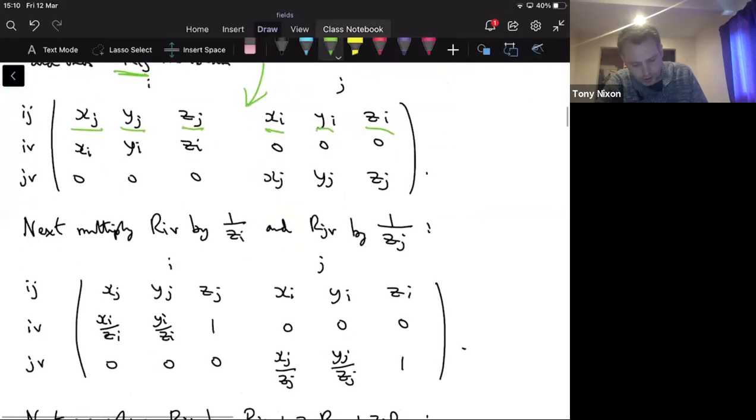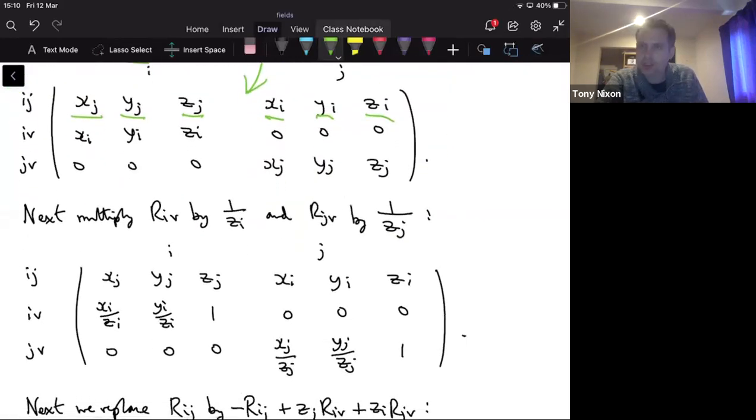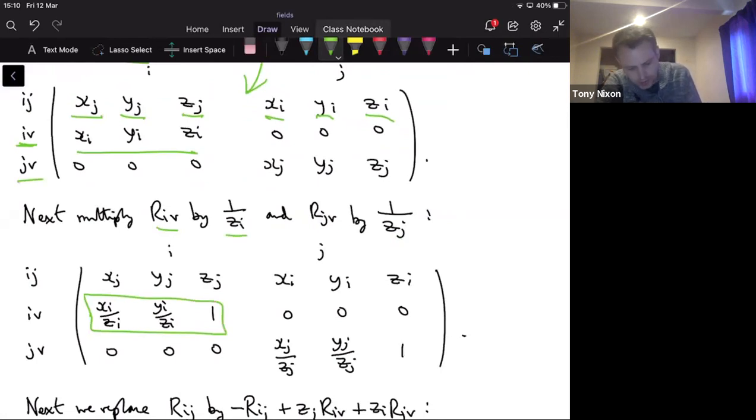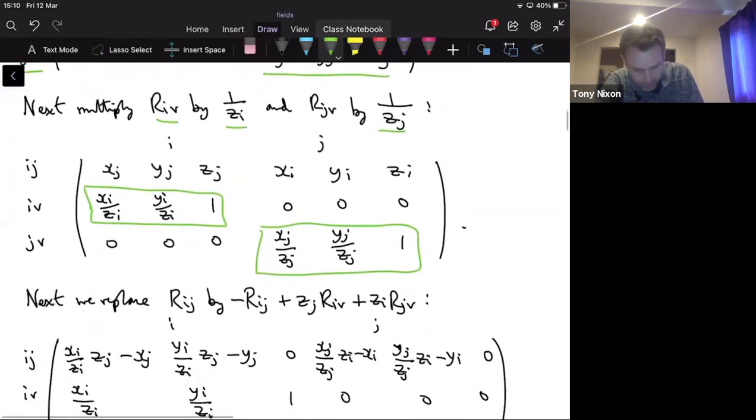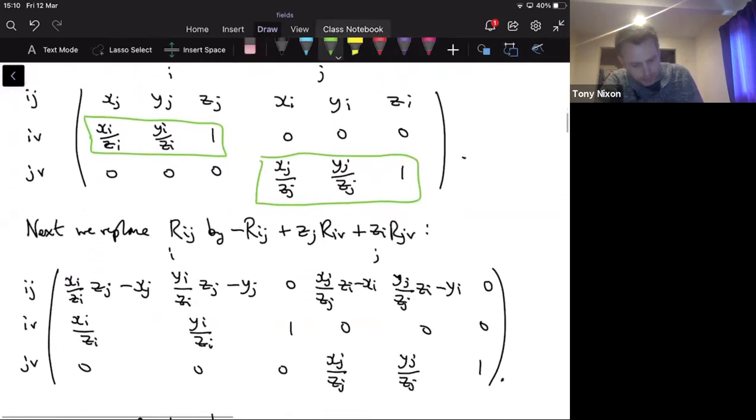And then we're just going to continue for a little bit with this kind of sequence. So the next one is we take the row for the edge from i to v and multiply it by 1 over z_i. So this becomes this. Obviously zeros weren't changed, and the row for jv multiplied by 1 over z_j, so this becomes this. Okay, so that's, unless I made a mistake, hopefully still straightforward.